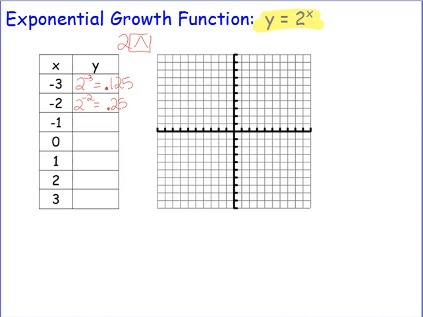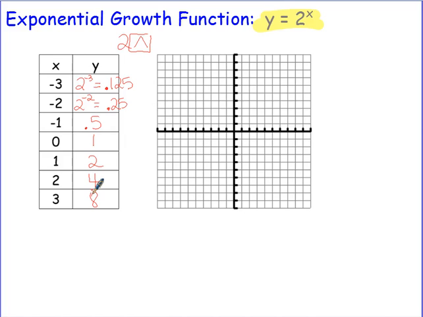Okay, so let's see how you did. If you finished up 2 to the power of -1, you should have gotten 0.5. 2 to the power of 0, you should have gotten 1. 2 to the power of 1, you should have gotten 2. 2 to the power of 2, you should have gotten 4. And 2 to the power of 3, you should have gotten 8. So there are your 7 pairs that we are now going to graph.